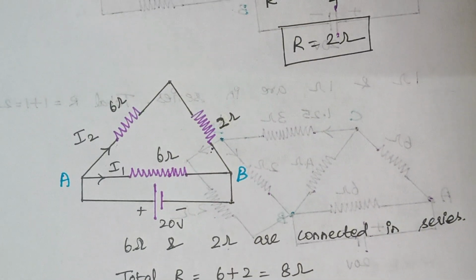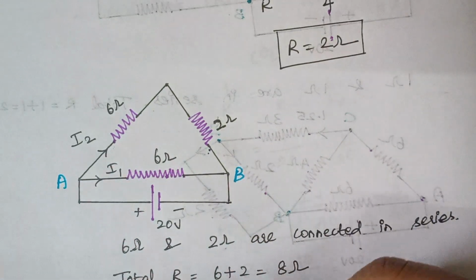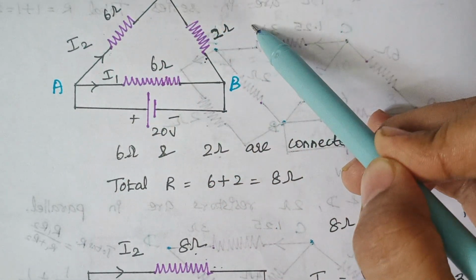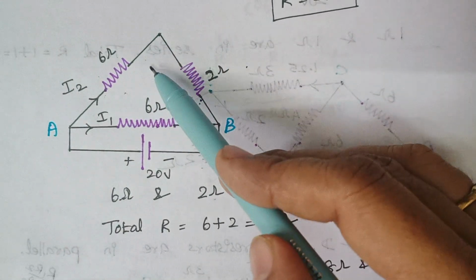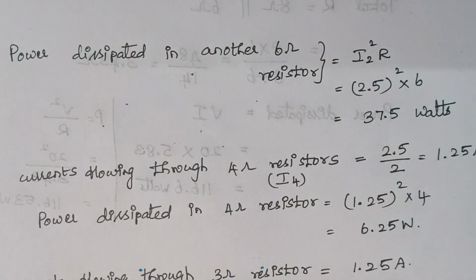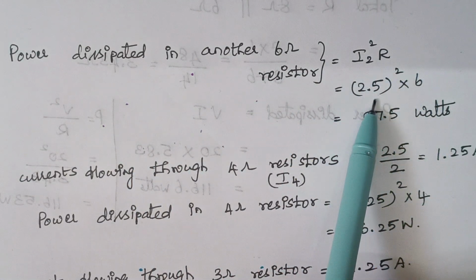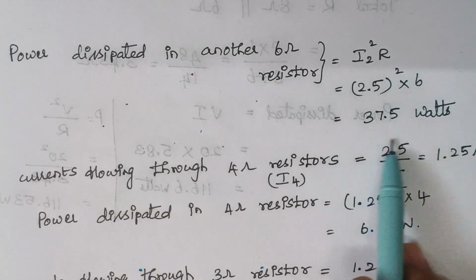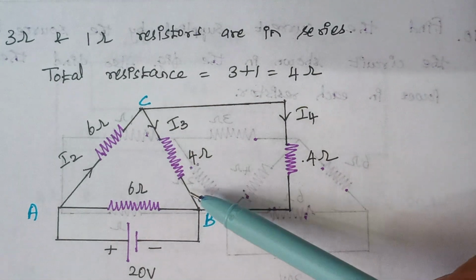So again when you move here, you see this other 6 ohm resistor is given in the problem and we know the current that flows through it, that is this 8 ohm is nothing but this 6 ohm and 2 ohm. So the current flowing through this 6 ohm resistor is I2. We know the value of I2. Therefore, now calculate the power dissipated in this 6 ohm resistor. The power dissipated in the other 6 ohm resistor is I2 square into R. We know the value of I2, so just substitute and the final value is calculated as 37.5 watts.